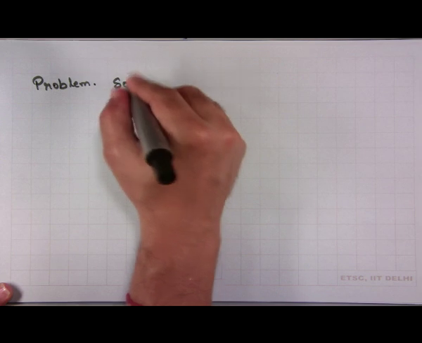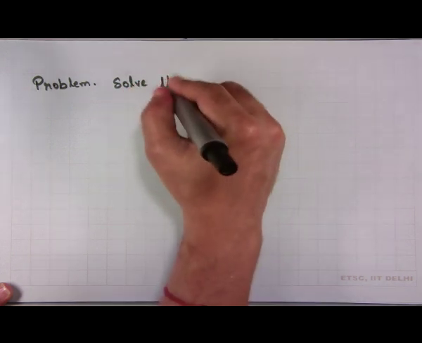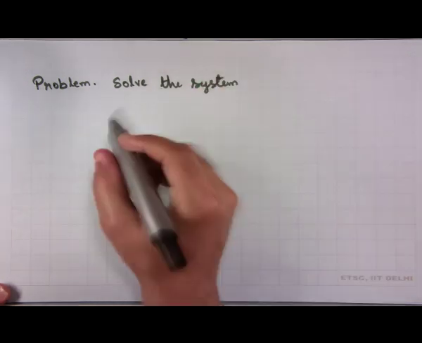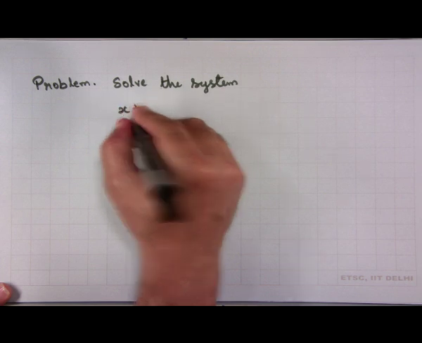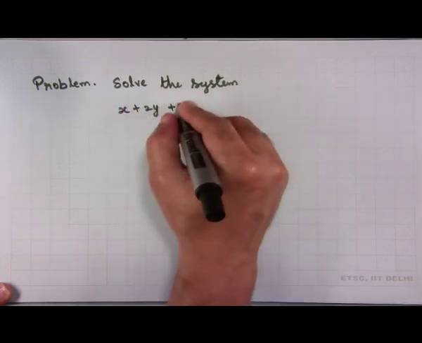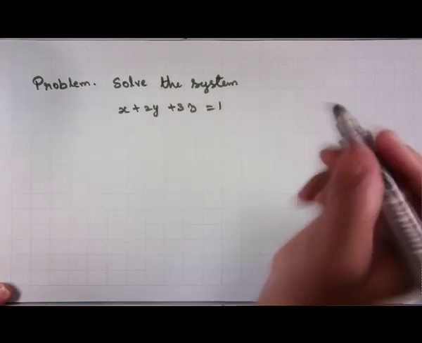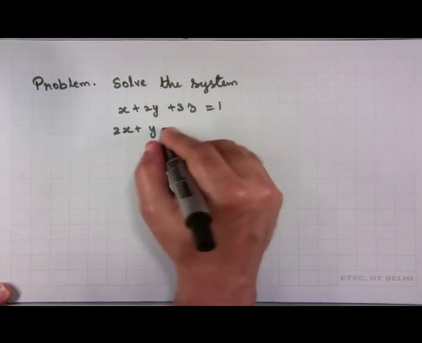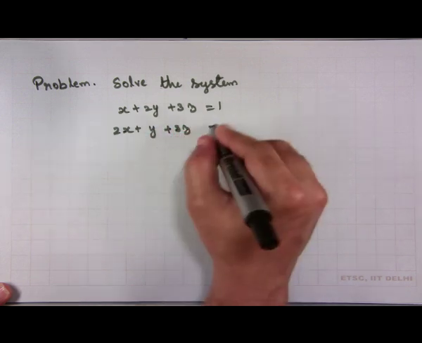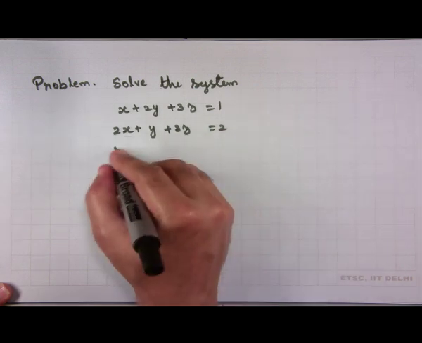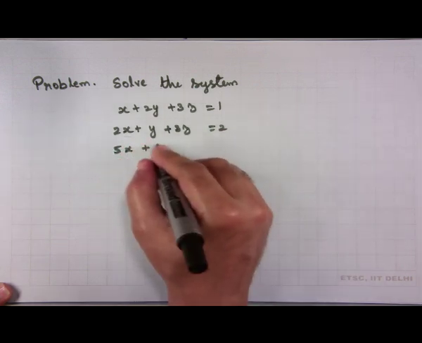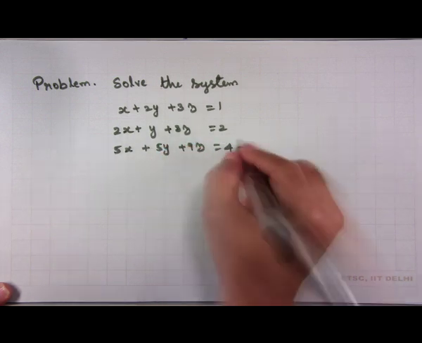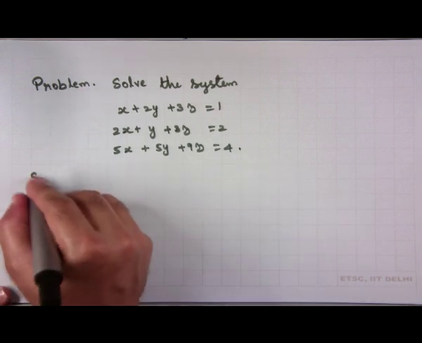Solve the system x plus 2y plus 3z equal to 1, 2x plus y plus 3z equal to 2, 5x plus 5y plus 9z equal to 4. Solution.